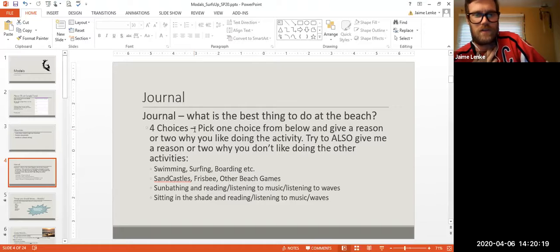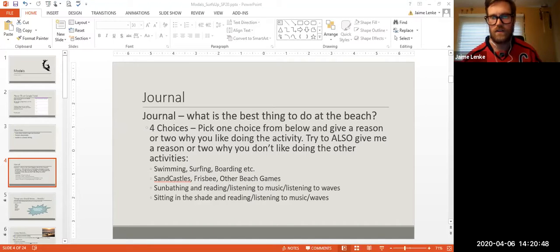You can do something active in the water, like go swimming or go surfing or bodyboarding. You can do something active that's not in the water but on the sand itself, so you can build a sandcastle or play frisbee or volleyball, some beach games. And then there are two ways that we relax on the beach. We can do that by sunbathing, sitting in the sun and getting tan, reading, listening to music.